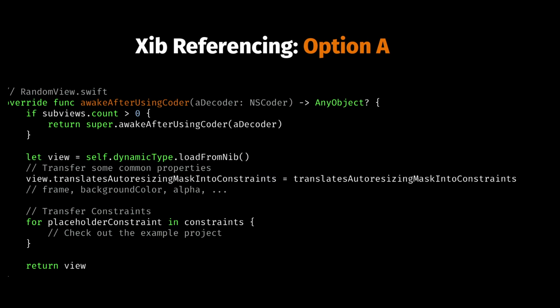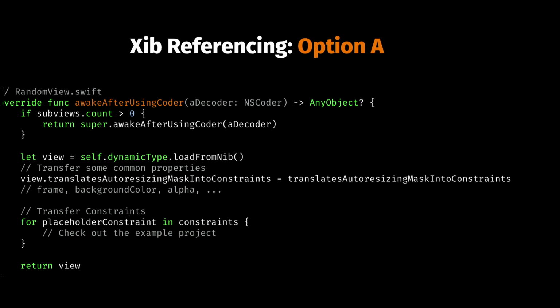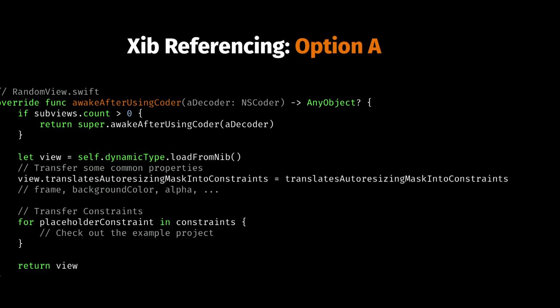For this option, it's also important to check if awakeAfter(using coder:) is called from the referencing xib or from the real xib. We can, for example, check the subview count. When it's loaded from the real view, we just return the result from calling super. When awakeAfter(using coder:) is called from the referencing xib, we have to do some work. First, we load the xib, like I showed you before. After that, you need to transfer over some common view properties, something like the frame or alpha value, for example. And because we are using Auto Layout, you also need to transfer over the constraints.